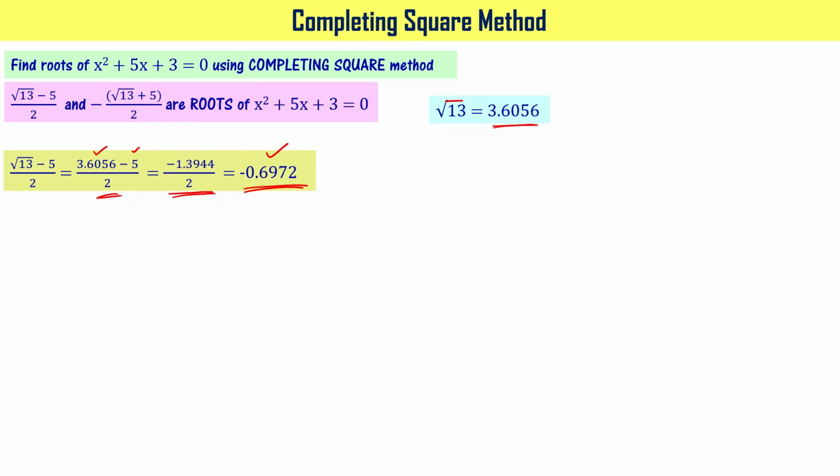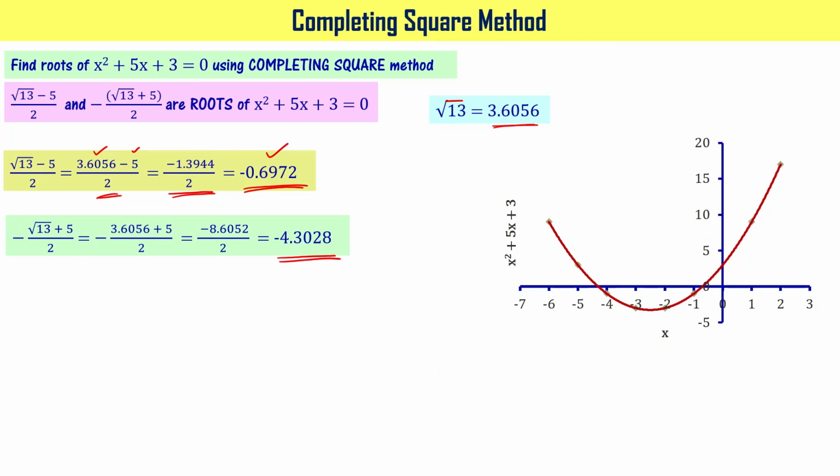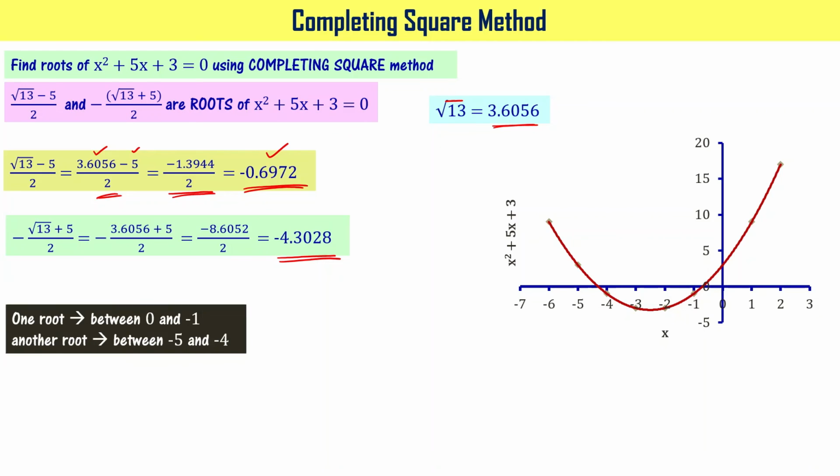What is the second root? The second root is -4.3028. Now, you recall the graph we have drawn. We said that there are two roots for this equation, and those roots are, one root is lying between 0 and -1, and the other root is lying between -5 and -4, right? This is the root which is lying between 0 and -1. And this is the root which is lying between -5 and -4, right?